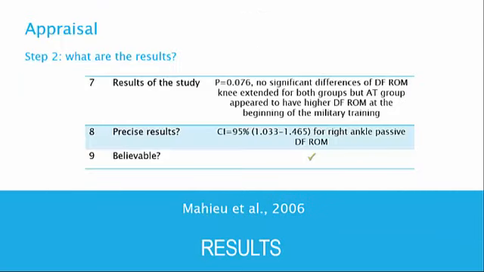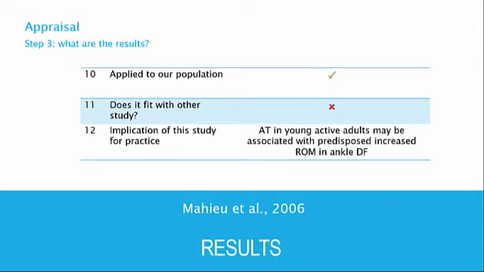The results of the study showed no significant differences, and that an increased dorsiflexion led to Achilles tendinopathy. The results were measured using a 95% confidence interval, and we found the results believable. Step 3 refers to the usefulness of the results. We found that we could apply these results to our study, although it didn't fit with the other available evidence. The implications of the study is that Achilles tendinopathy in young active adults may be associated with predisposed increased range of motion in ankle dorsiflexion.